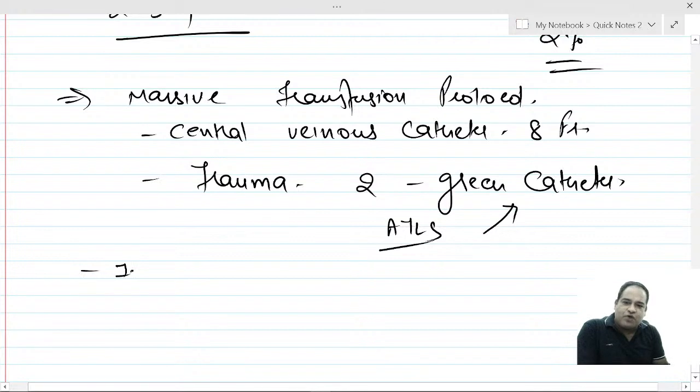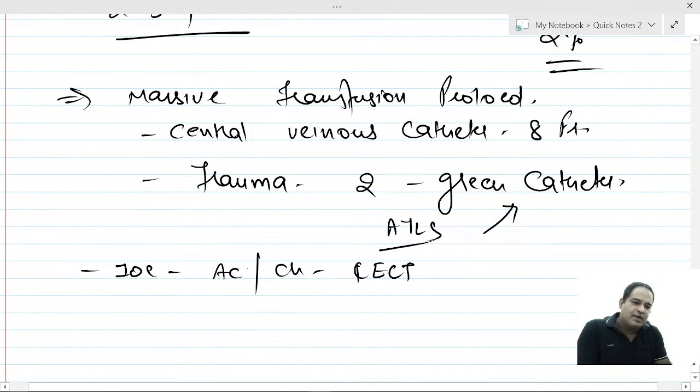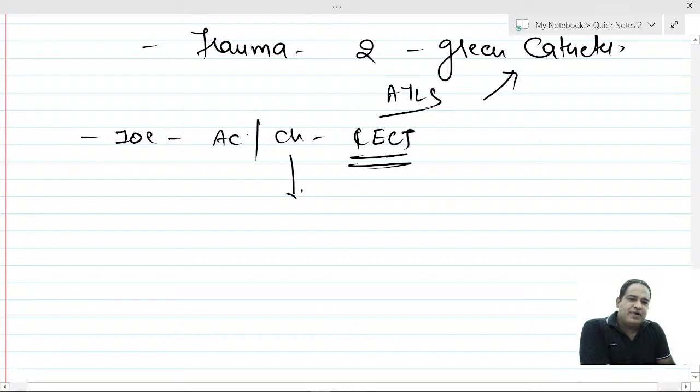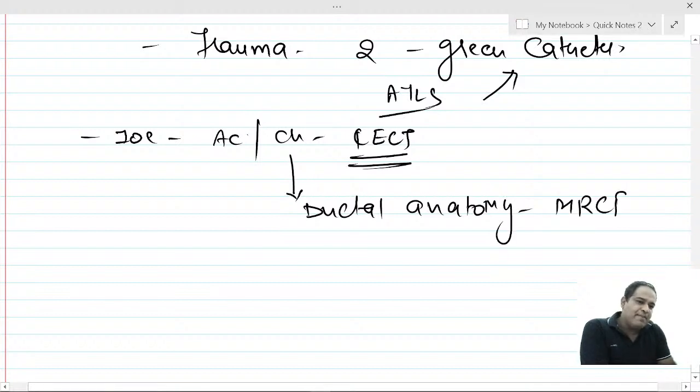Investigation of choice for acute and chronic pancreatitis both is contrast CT. If in a contrast CT you want to see ductal anatomy, in that case MRCP would be a better investigation.